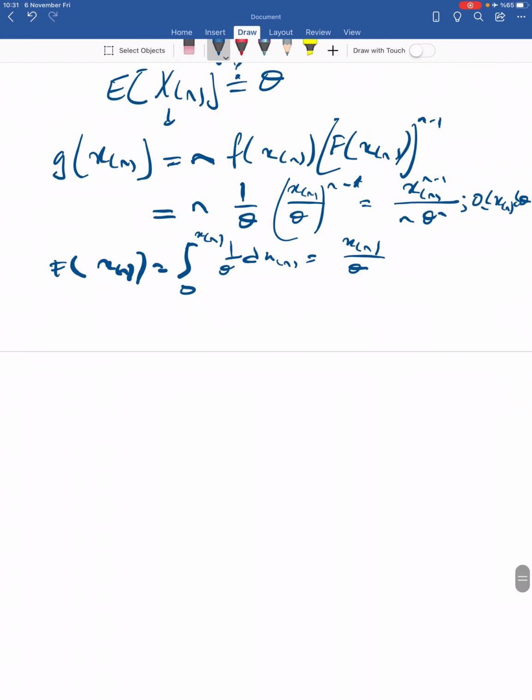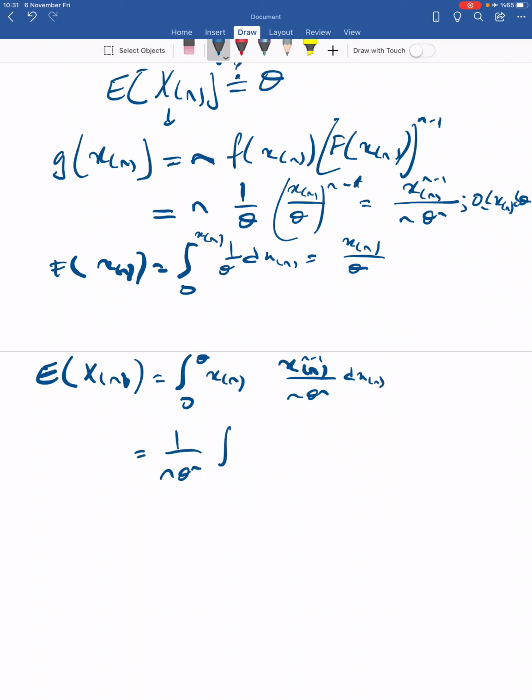Okay, so let's try to find the expectation. We already found our PDF. So from 0 to theta, x_n times the PDF, dx_n. Okay, so n over theta to the n comes out, and dx_n. So n over theta to the n, and take the n plus 1 power, over n plus 1, from 0 to theta.